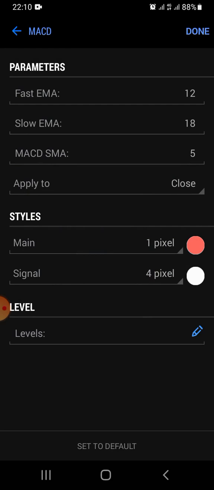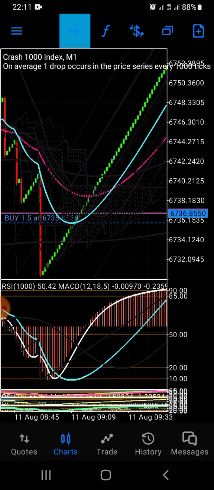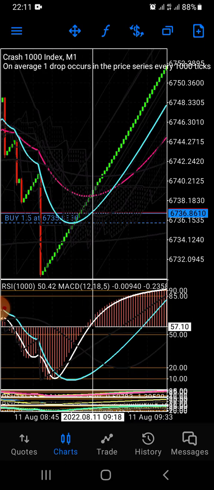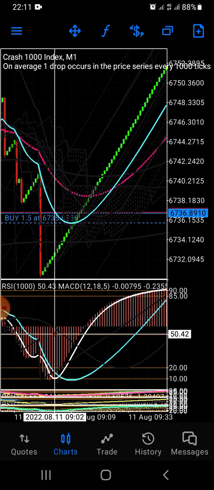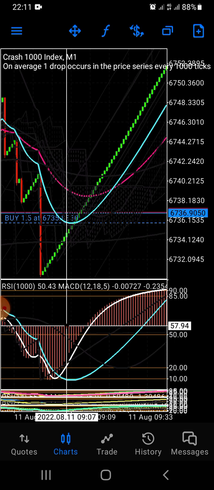All we need is a signal line. Because my background is black, I chose a color that will be sharp. That's why I chose white, 4 pixel, and that's why I made the main 1 pixel. Like I said, you can just hide it by making it your background color. It's still fine. So I left mine as 1 pixel. You click done. It is this white line here that is the MACD line, the signal line. That is what we need. You don't really need the MACD bars to show, but I just left mine there.